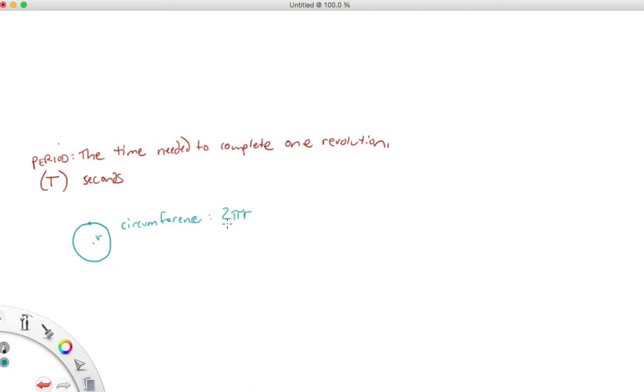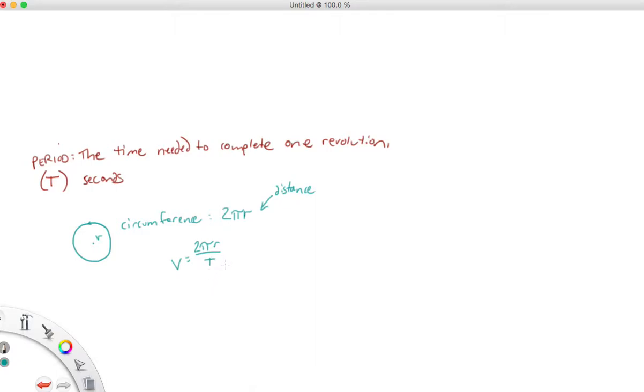So, if that's the distance around a circle, and the time is the period, well then we can say what the velocity of an object going around a circle is on that path. The velocity of that thing around that path is actually 2 pi r, so that's the distance, divided by T, which is the period, the time it takes for something to go around that circle. So that's the velocity there.